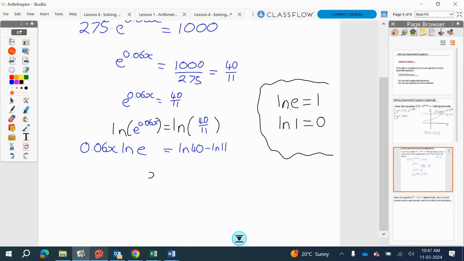So we have x is equal to ln 40 minus ln 11 over 0.06. Jonathan, this is the exact answer to the question. This is in simplest possible form, and would be the exact answer. Stick it into your calculator next. What do we get? Type it into your calculator.